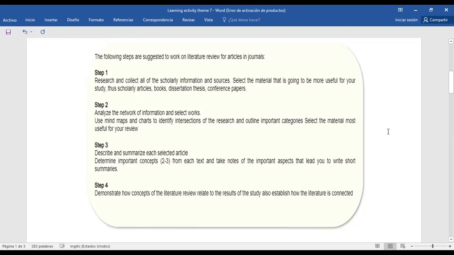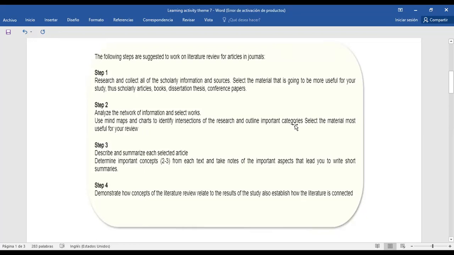Analyze the network of information and select words. Use mind maps and charts to identify intersection of the research and outline important categories. Select the material most useful for your review. Okay, so analyze the network of information and select words. I already gave some suggestions. That is the network, the websites, the academic sources.